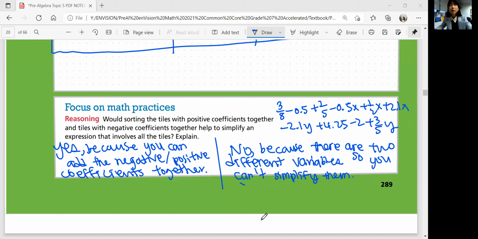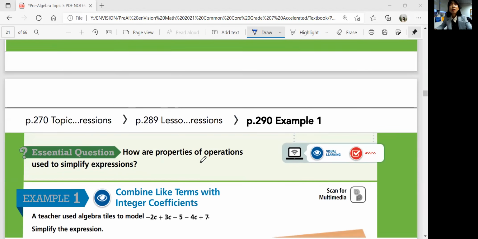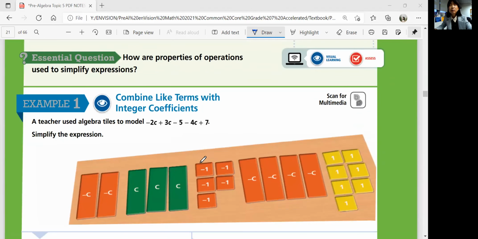Okay, so either way. I wrote down both of them. You can say yes, because you can add the negative or positive coefficients together, and maybe you can add negative or positive constants together and simplify a little bit. Or you can say no, because there are two different variables, so you can't simplify them. So they have their points. So whatever you agree with, or you can write both, like me. Let's move on to the next page.